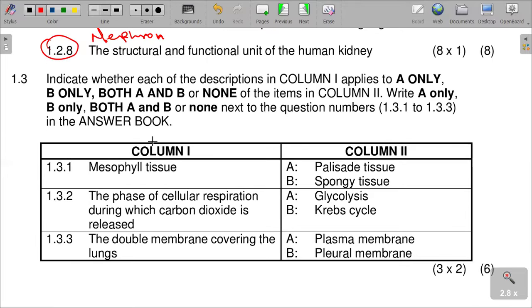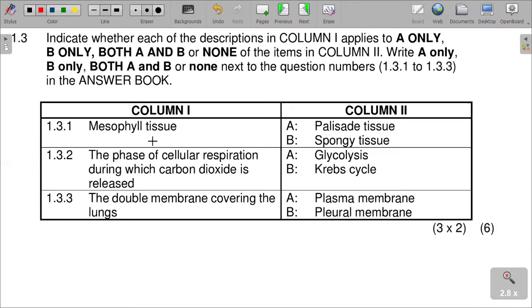Let's quickly go to question 1.3. Is it A alone or is it what? So the mesophyll tissue, we are saying it is the palisade tissue. It is the spongy tissue, which means again, I'm sure that these are all correct. So it is both A and B.